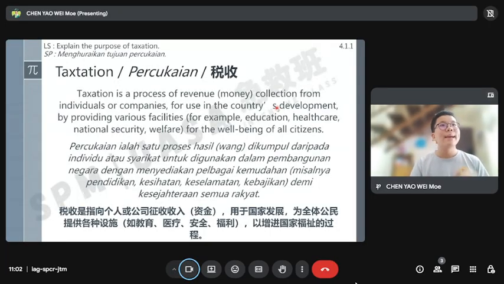So, taxation. What is taxation? It's a process of revenue collection from individuals or companies, used in country development by providing various facilities, for example education, healthcare, national security, welfare, for the well-being of all citizens. So taxation is used for development of our country. So how does the tax work?